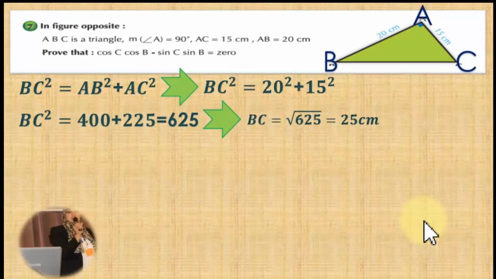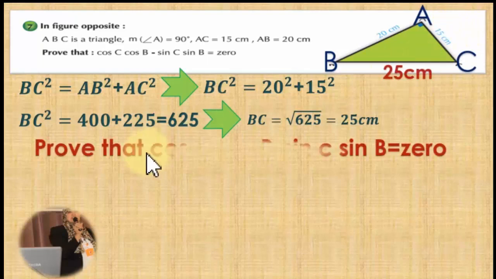After we calculate BC, here we have the length of the three sides. So we can calculate cosine C or cosine B easily, and we can calculate sine C or sine B easily. What about cosine C? Cosine C equals the adjacent of C over the hypotenuse, which is 15 over 25.